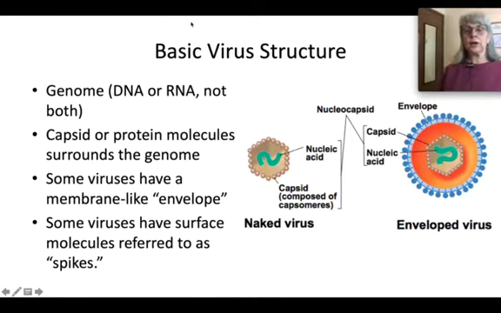So on the screen here, on the left, we've got a naked virus. That is the term given to a virus that has the genome and a capsid, the 2 basic structures. On the right of the screen, we've got the enveloped virus. That will include the capsid, the nucleic acid, its genome, and also that membrane-like envelope. That is called an enveloped virus.